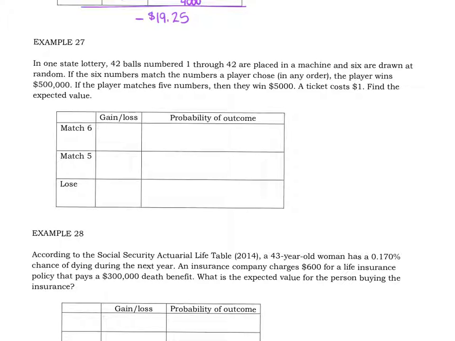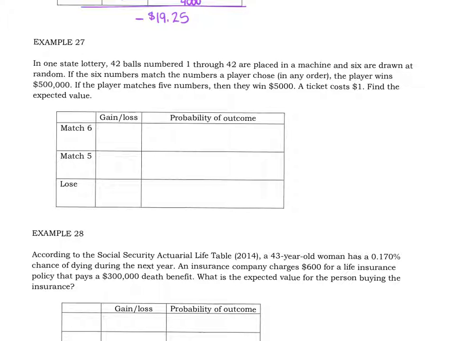Okay, moving on to an example with the lottery. So let's say there are 42 balls numbered 1 to 42. They're put in a machine and 6 are drawn at random. If a player matches all 6 numbers, they win $500,000. If they match 5 numbers, they win $5,000, and a ticket costs $1.